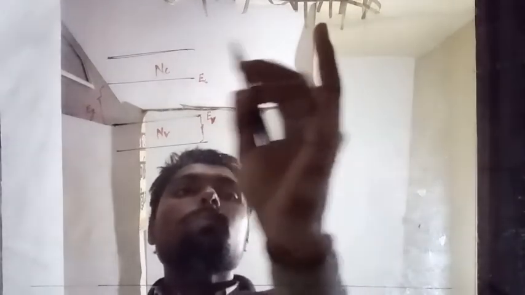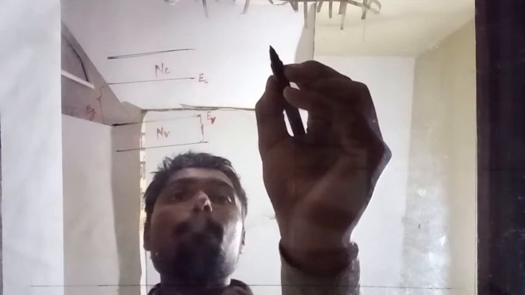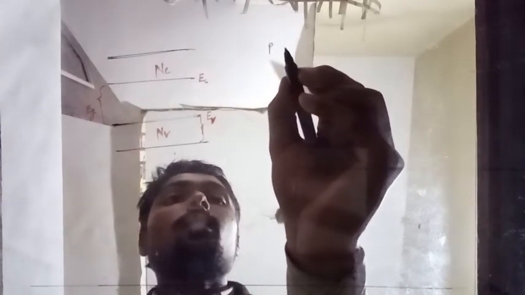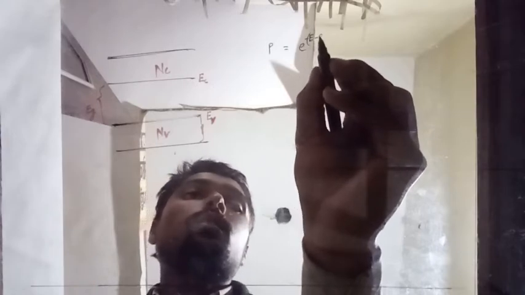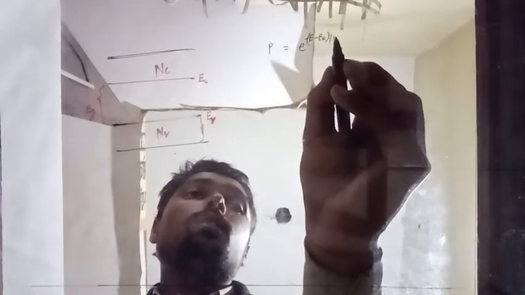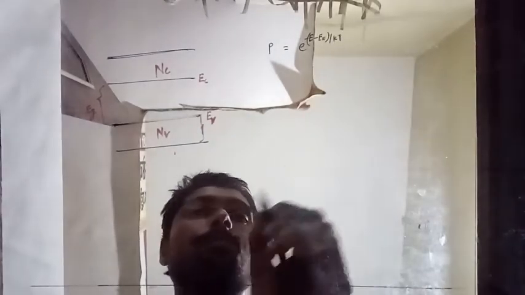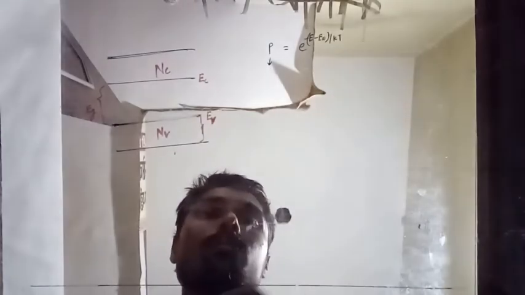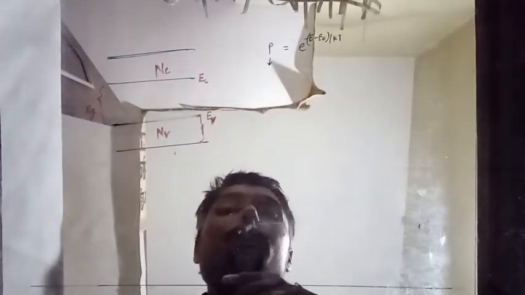I am again writing the formula. What was the formula of finding energy level? Probability of finding an electron is e to the power minus (E minus EF) upon KT. Alright. Move ahead. What do you mean by probability of finding an electron? What do you mean by probability?